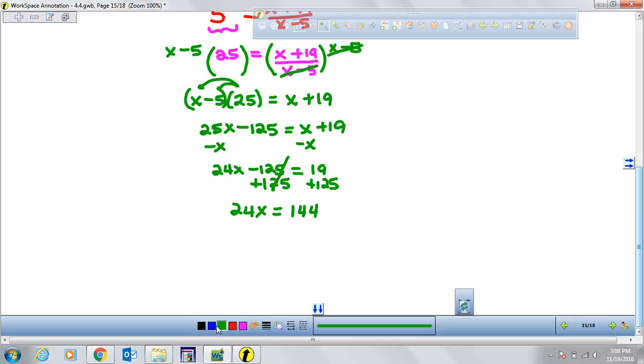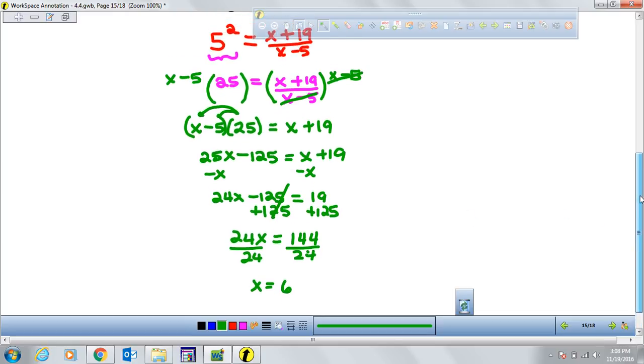Okay, and then we divide both sides by 24 to leave the x by itself, and make sure that when you get this answer right here, if you cannot divide, you leave it as a fraction. If you can divide, then of course you divide. And 24 goes into 144 6 times exactly. So 144 divided by 24 equals 6. So the answer for this equation is x equals 6.